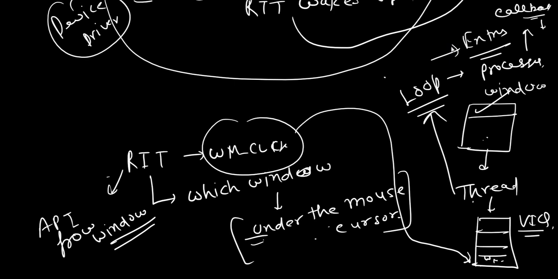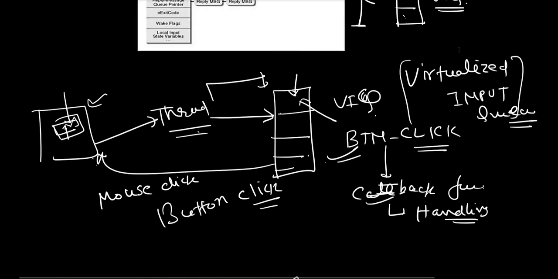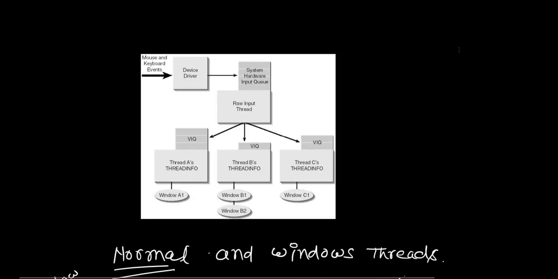I hope now you have understood the entire process: how, from the startup of your system, the system gets the Windows messages through the device drivers, and then sends them to the virtualized input queue of the active window. These are the things that you need to remember. These are the basic concepts of Windows messaging. So this was all for today's video, and this was the one I was discussing.